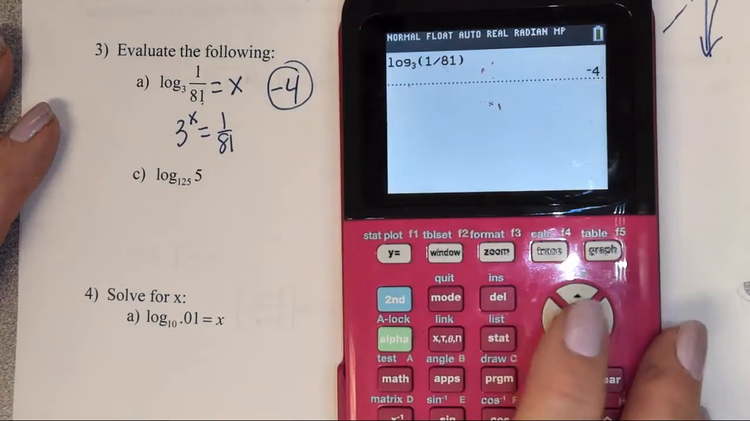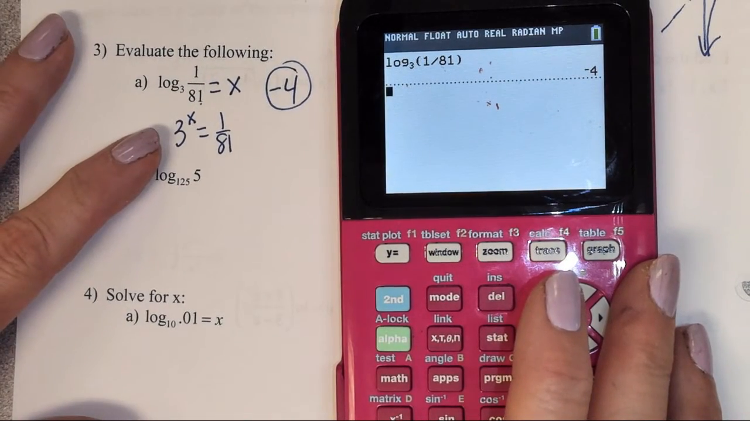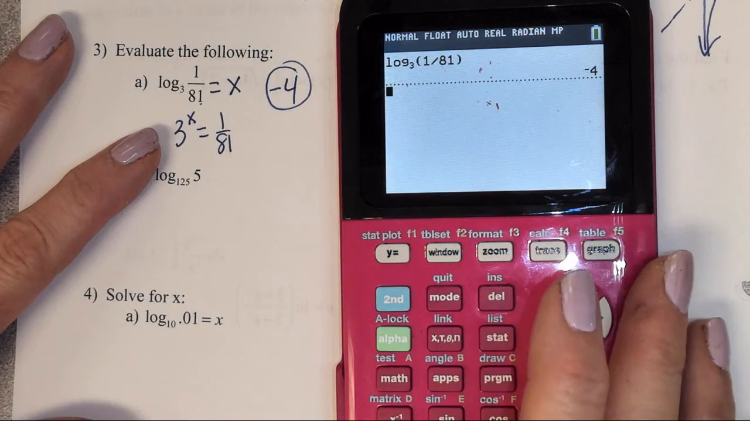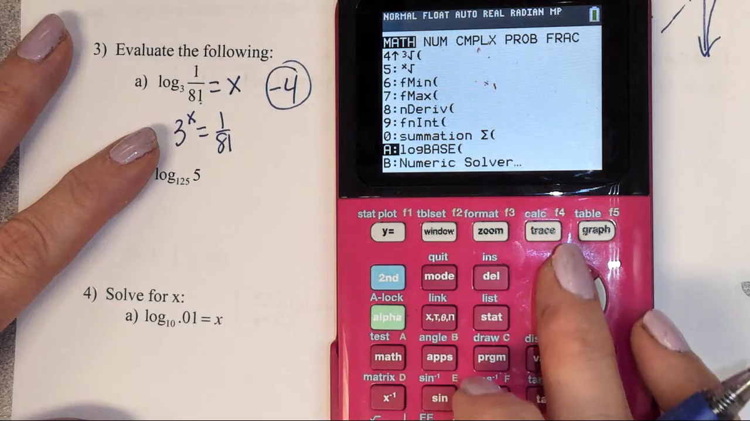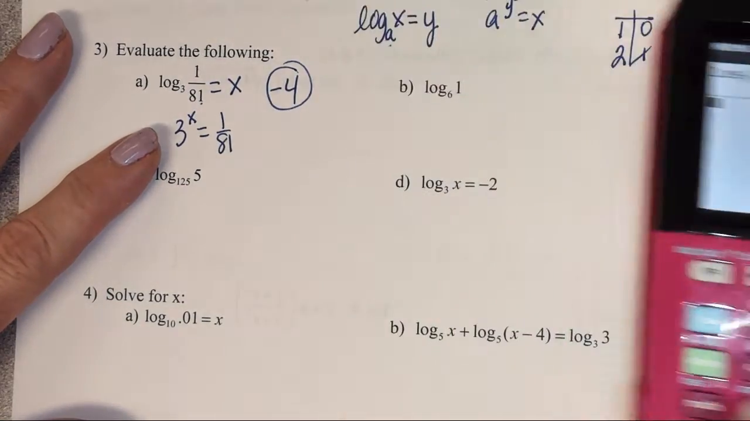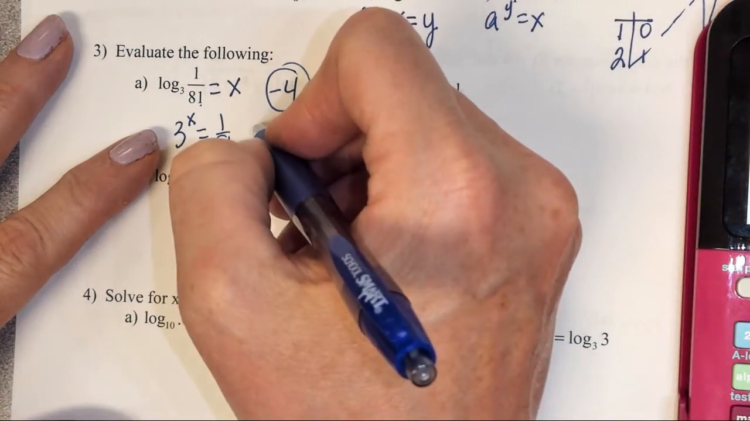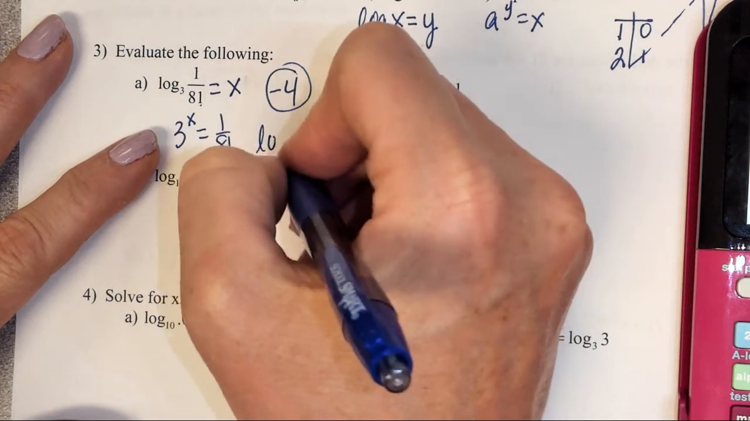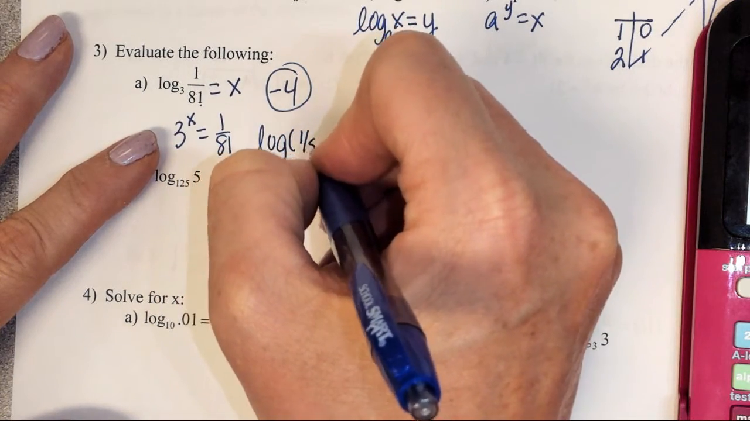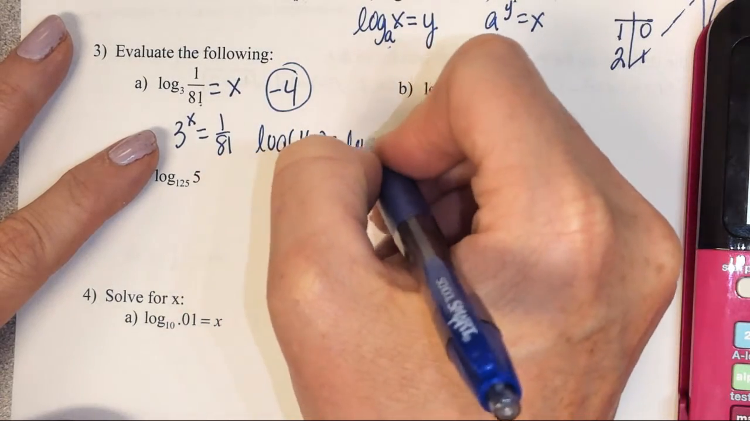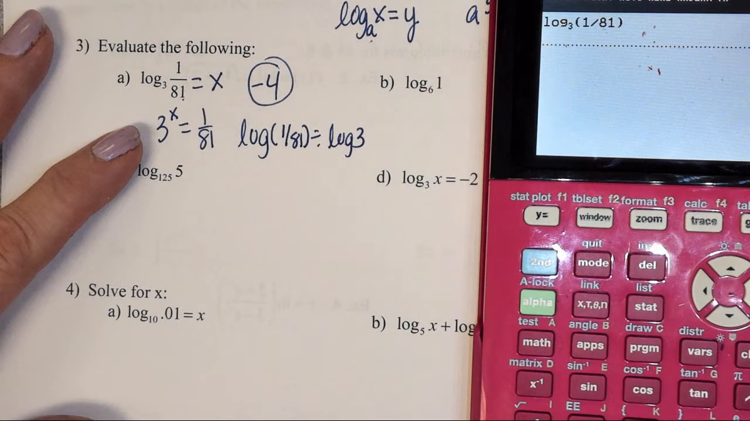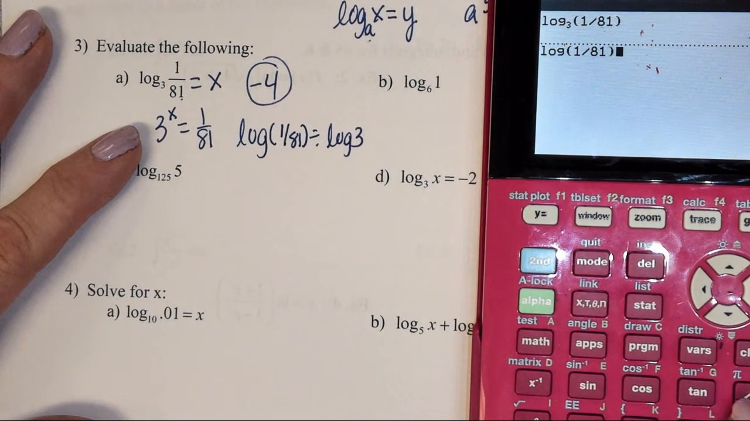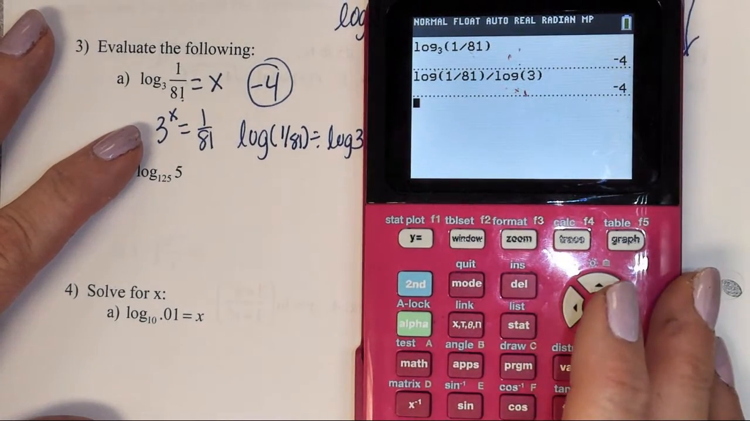And we can see that we can do it on our calculator or we can do it by hand. Now, some of you may have older calculators that don't have this math log base. If you have an older calculator, you have to use the change of base formula, which says that to evaluate this, I'd have to do log 1 over 81 divided by log 3. That's the change of base formula. So I would do log 1 over 81 divided by log 3, and it'll still give me the same answer of negative 4.